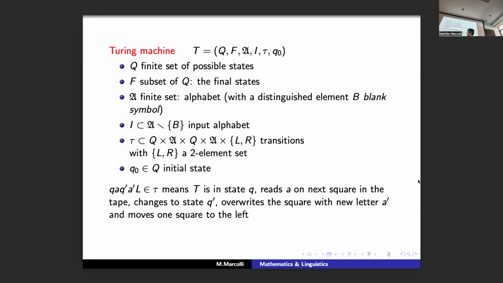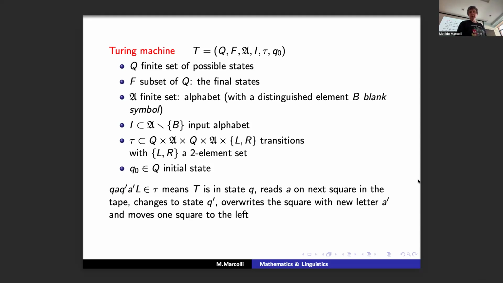So a transition is something that reads in this form: Q, A, Q prime, A prime, and then say L or R. What it means is that your Turing machine is in the state Q. It reads the letter A on the next square in the tape. This makes it change its state to a new state Q prime, and then it overwrites the square with the new letter A prime, and then moves the tape one square either to the left or to the right, in this case to the left.